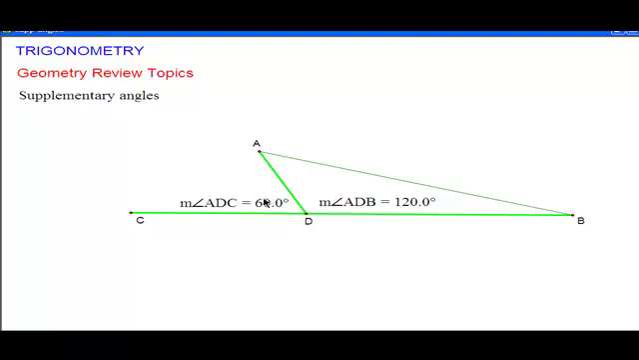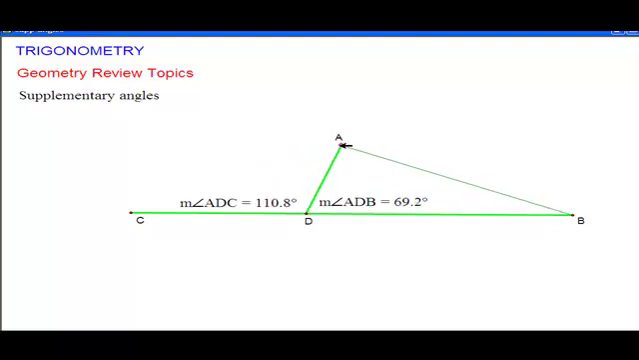And therefore, the angle measurements should add to the measure of a straight angle or straight line, which is 180 degrees. If angle ADC is 60 and angle ADB is next to it and they form a straight line, this angle measurement must be 120. Obviously, we can click and change the measure of one of these angles. And if I change measure angle ADC to 110 degrees, the measure of angle ADB is now 70 degrees.